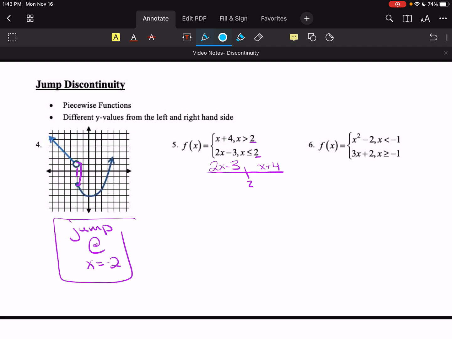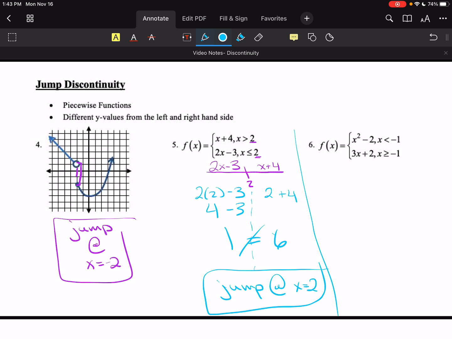So let's look at an example of them being discontinuous. So let's plug in 2. So 2 times 2 minus 3 leaves me with 1. Plugging in 2 on the right side, right, so the top equation, 2 plus 4 gives me 6. Now, since the two sides are not the same, we have a jump at x equals 2.